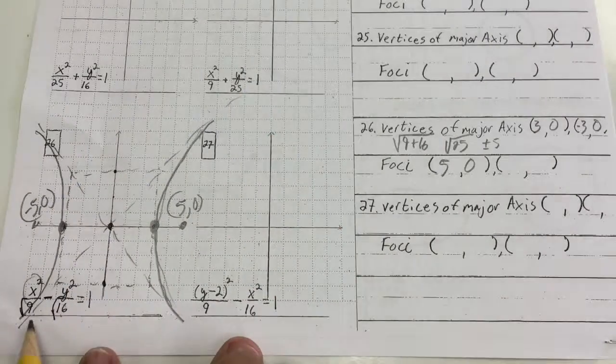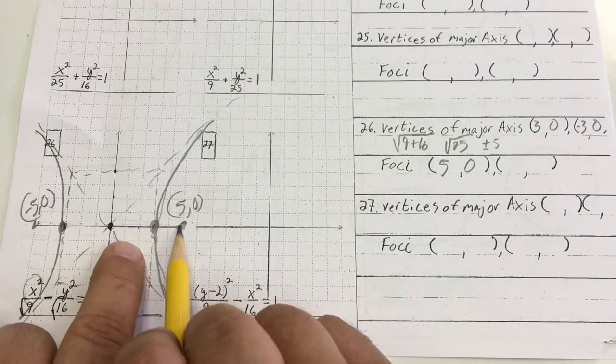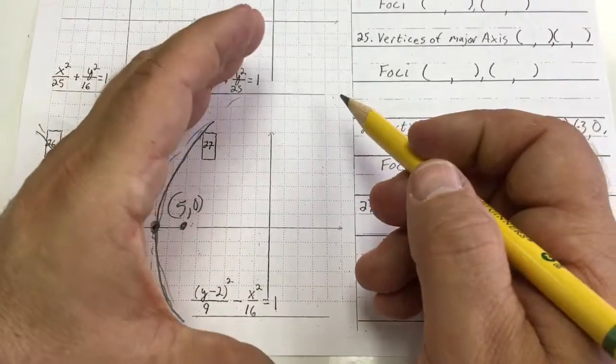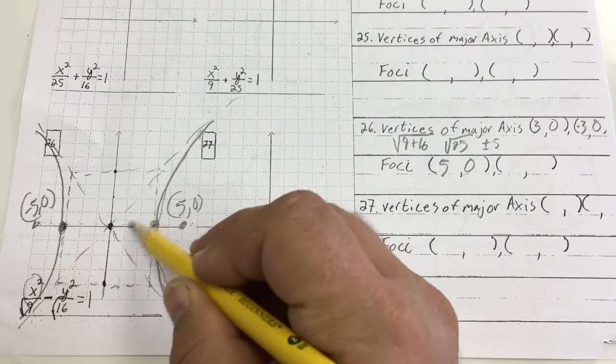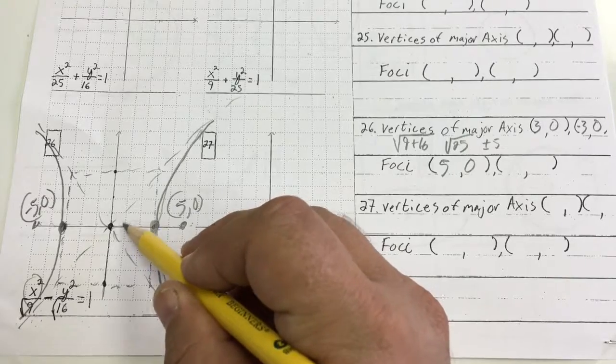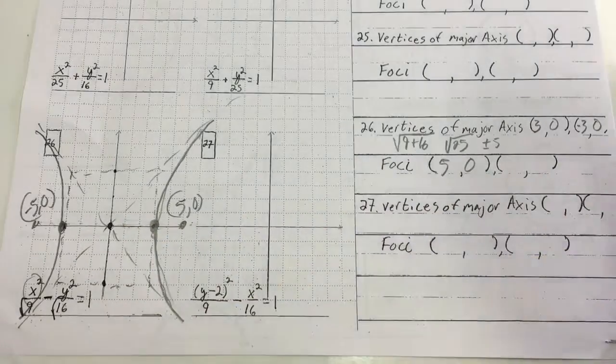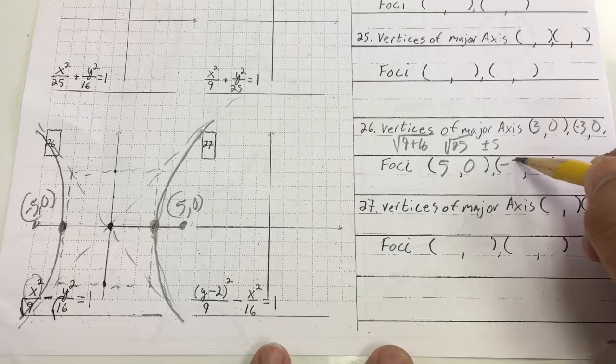And the reason you do the opposite is because it pushes the focus into the concavity of the curve. It would be kind of not an important point if it were outside of the concavity of the curve. So the other focus is going to be at negative 5, 0.